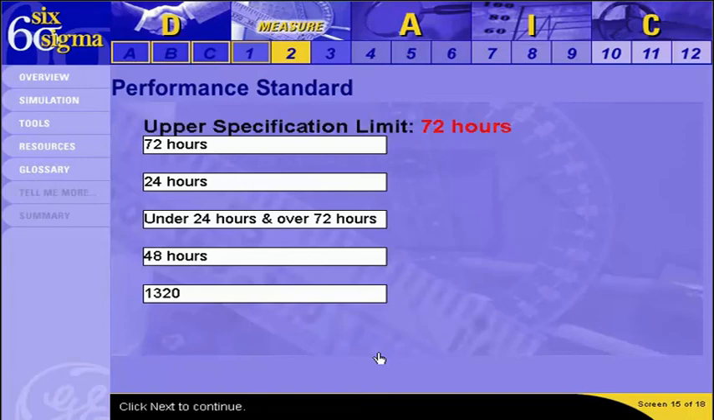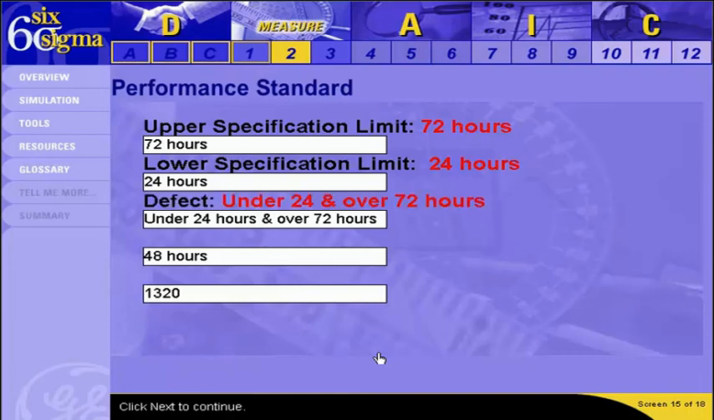The upper specification limit is 72 hours because after 72 hours, the time is having an impact on the company's ability to deliver funds on time. The lower specification in this case is 24 hours because the company requires that amount of time to allow for manager review of all applications. That makes a defect any time under 24 hours and over 72.